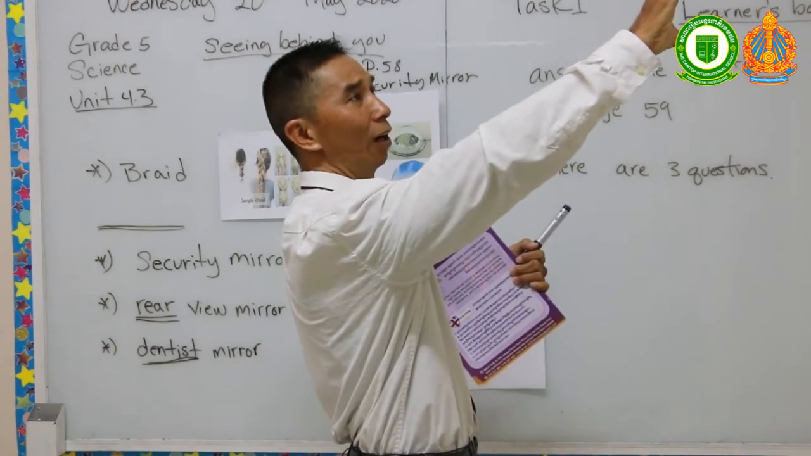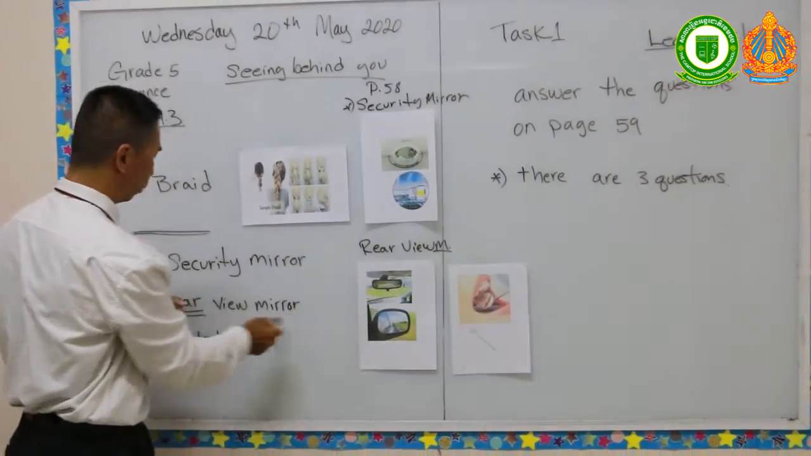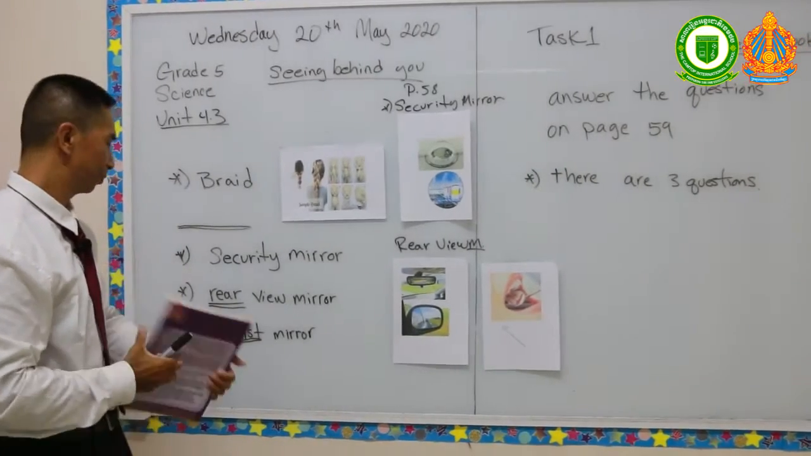We look at the mirror in front of us so we see what's behind us. So that is the object, or the point, of having rear view mirrors.